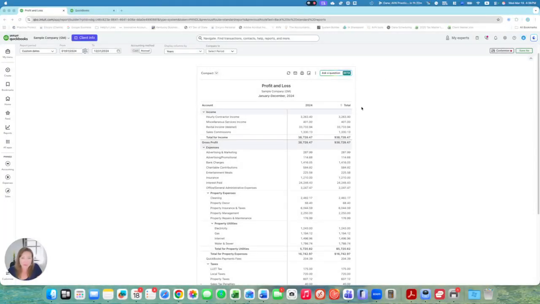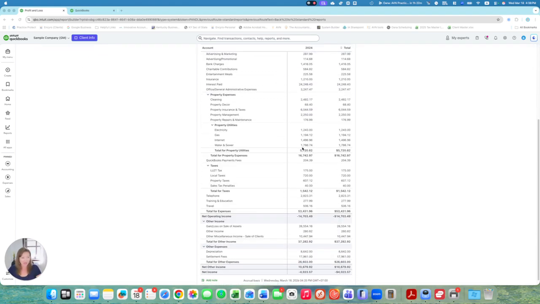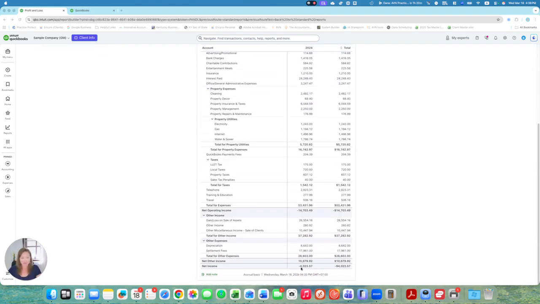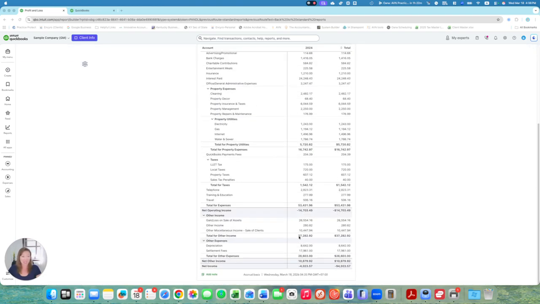Okay, let's start with the profit and loss. So the first number you want to look at when you're looking at a profit and loss is the net income. Obviously, if it's negative, that's a problem. You always want that to be positive. If you don't look at anything else, then at least look at that.